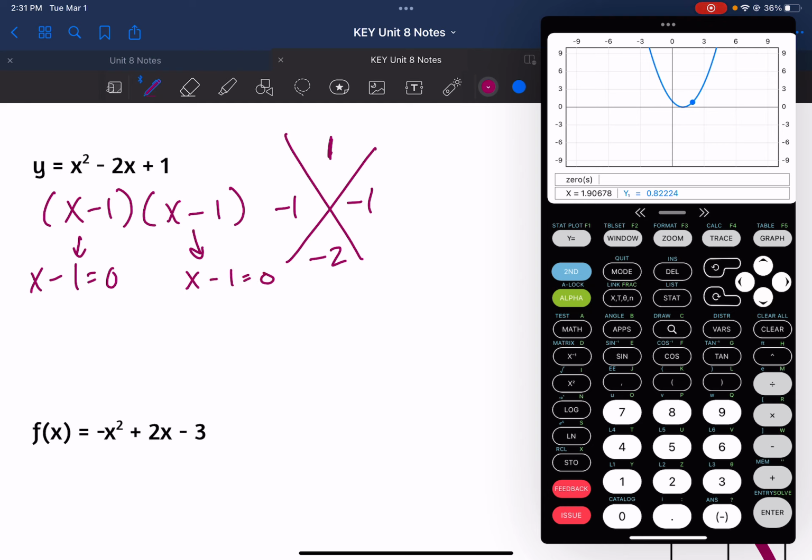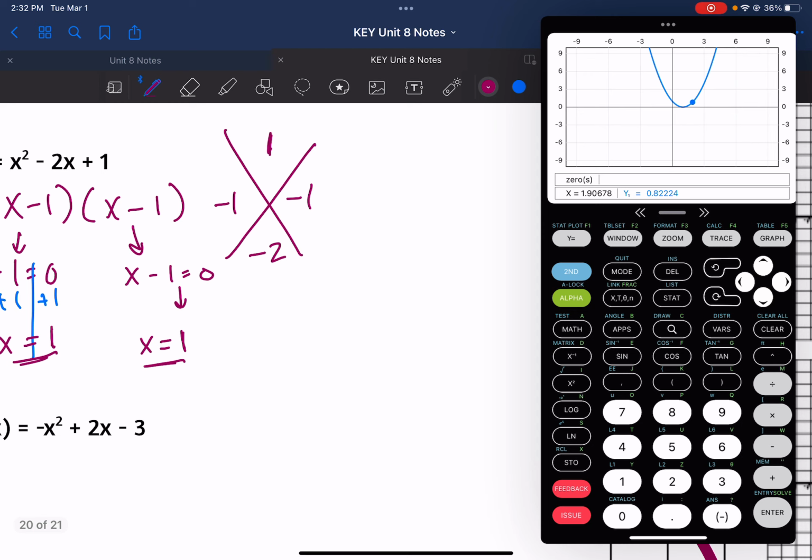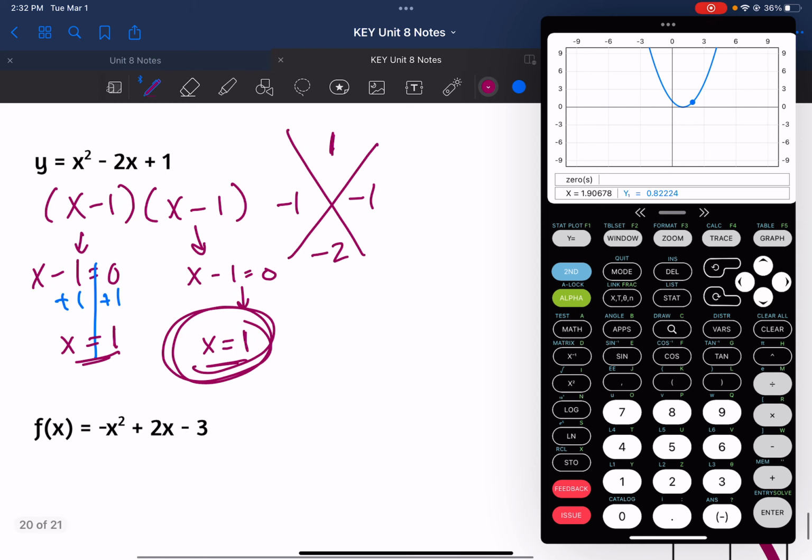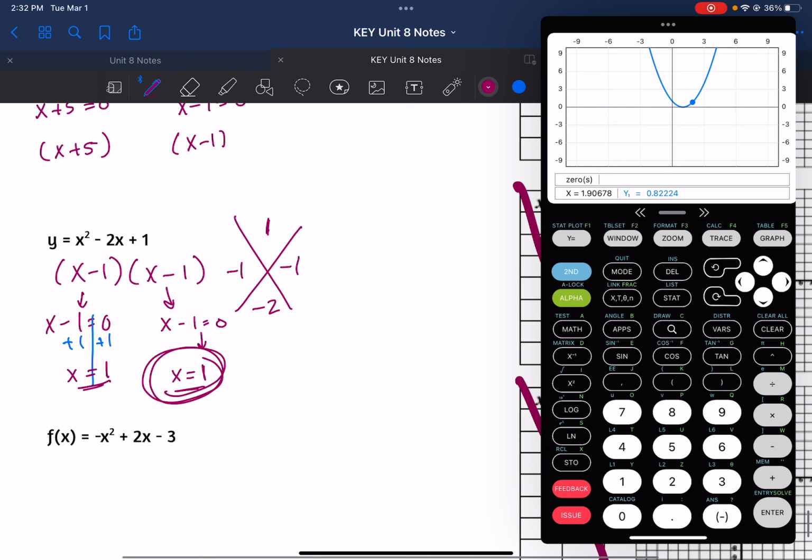How would I solve this? I want to get x by itself, so I'd have to add 1 here, right? So now I have x equals +1, and I'm gonna get the same here, x equals +1. So even though I have two answers that are equal to 1, I only have one solution. The only answer is just x equals 1 because this is the same answer. So this one didn't work out too well.